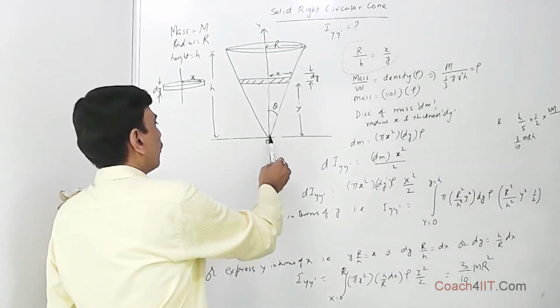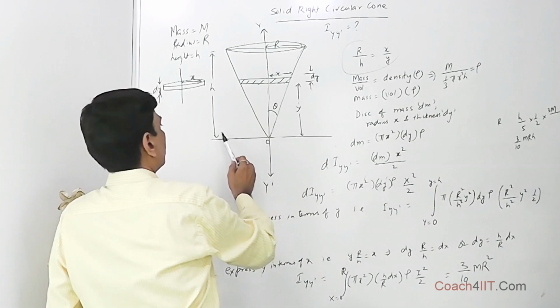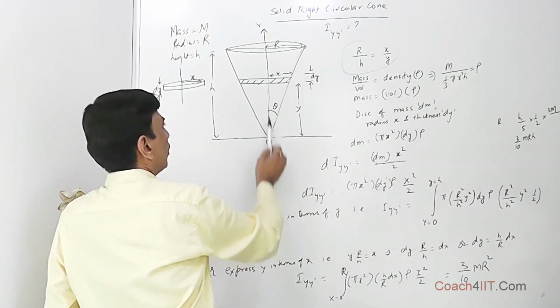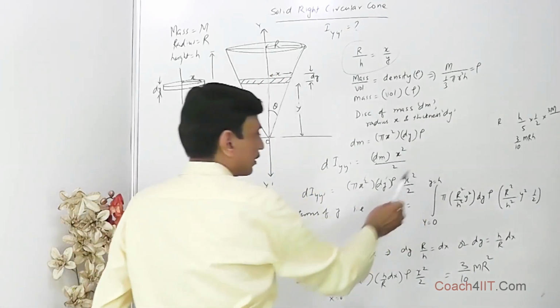So y is going from 0 to h. Limits, how the y is varying, from 0 to h. So limits they are 0 to h.